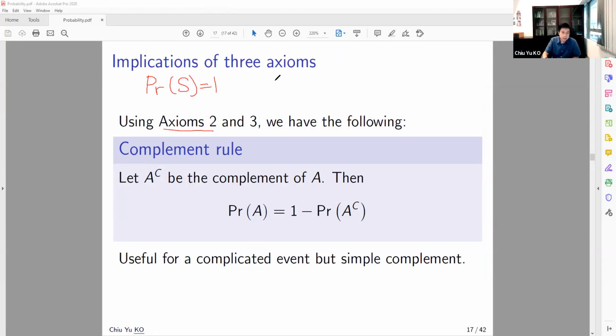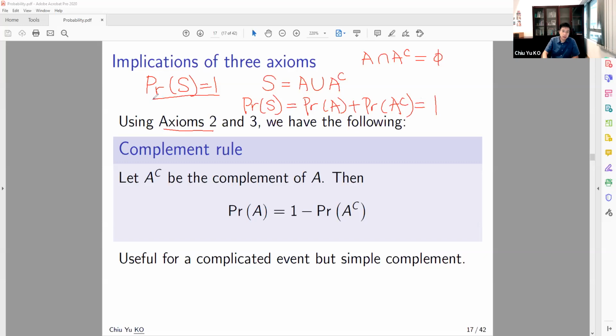Axiom 3 said S can be written as A union A complement, right? And do note that A intersect A complement is an empty set, okay? So A and A complement are mutually exclusive, right? So what it means is the probability of S will be equal to the probability of A plus the probability of A complement, which is 1, actually, from here. And by rewriting, we have this formula. So P(A) will be equal to 1 minus the probability of its complement.